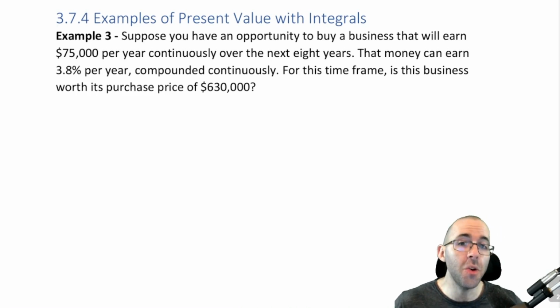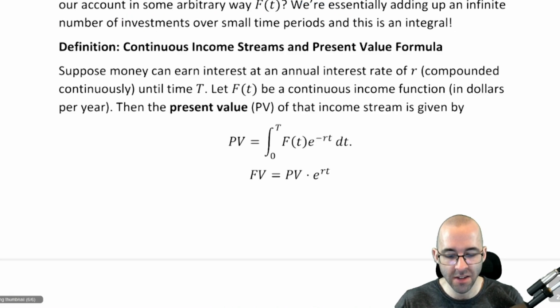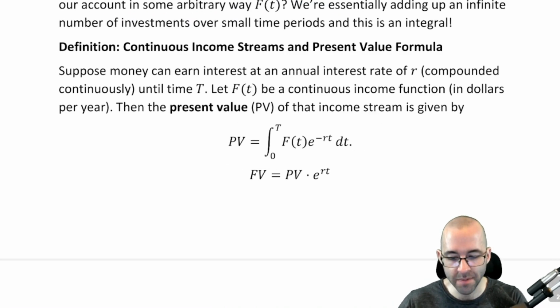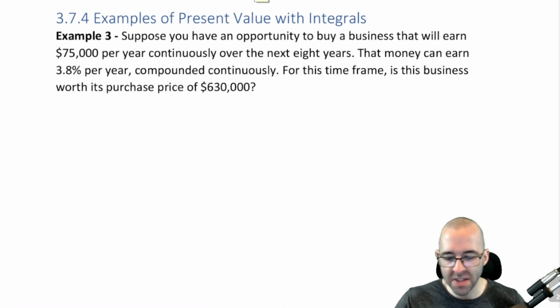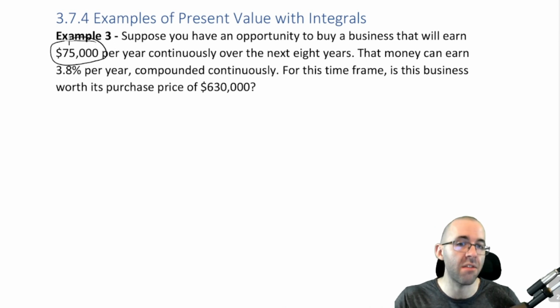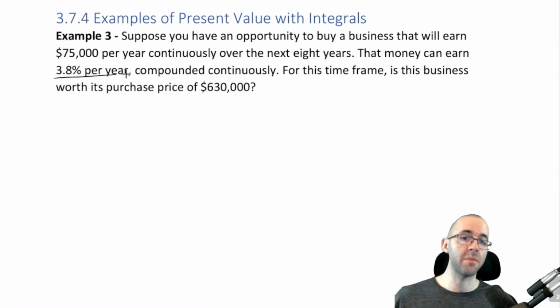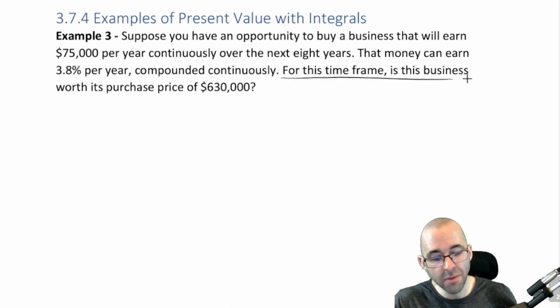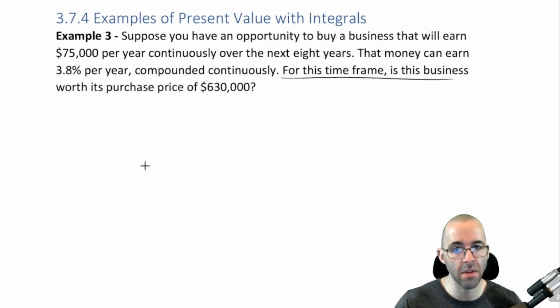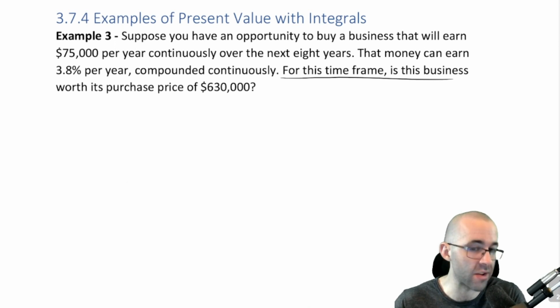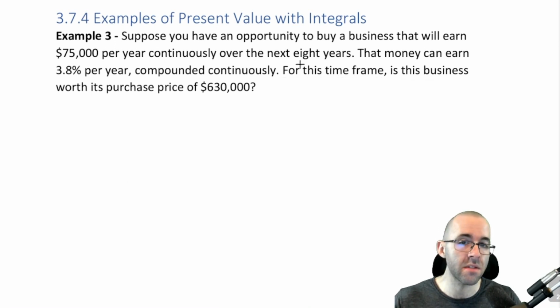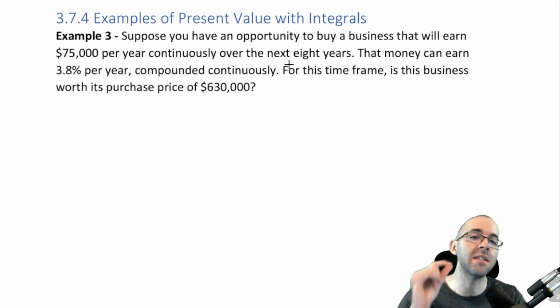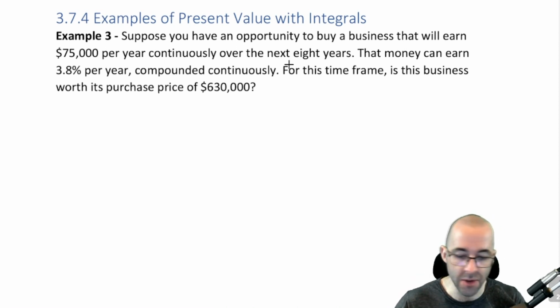All right, let's actually do that example that we talked about using our present value calculation. So this was an opportunity to buy a business. That business will earn this amount of money every year for the next 8 years, and the interest can be compounded by this much every year. So for this time frame, is this business worth its purchase price of $630,000? In other words, is the present value of the total money gained from this business for the next 8 years at least 630,000?